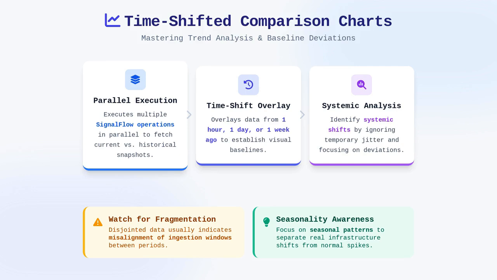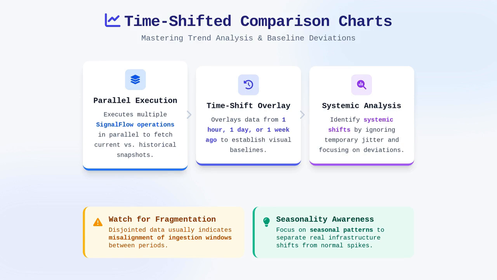Time-shifted comparison charts are another staple of out-of-the-box content, serving as a powerful tool for trend analysis. These charts function by overlaying current data with historical snapshots, usually from an hour, a day, or a week ago. When you analyze these displays, remember that they are executing multiple SignalFlow operations in parallel to fetch both the current time window and the historical counterpart.